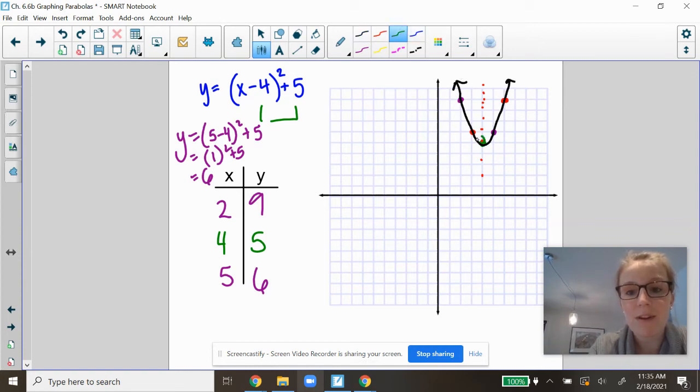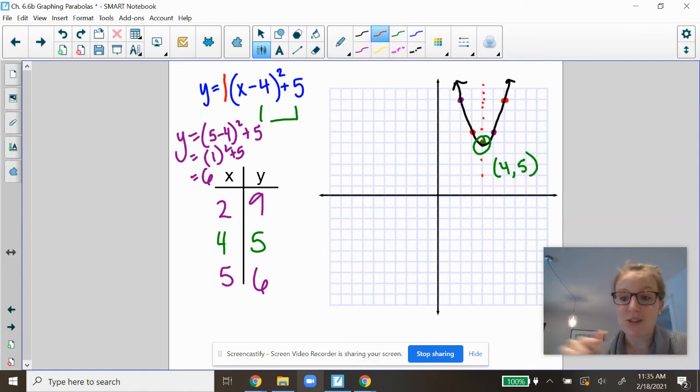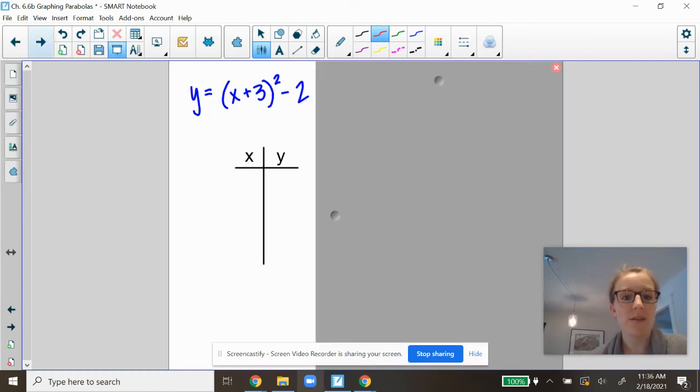Okay, again, my vertex right here is that 4, 5 that I see. My A value here is 1, which is going to tell me that it's opening up as a smile. All right, let's try another one.